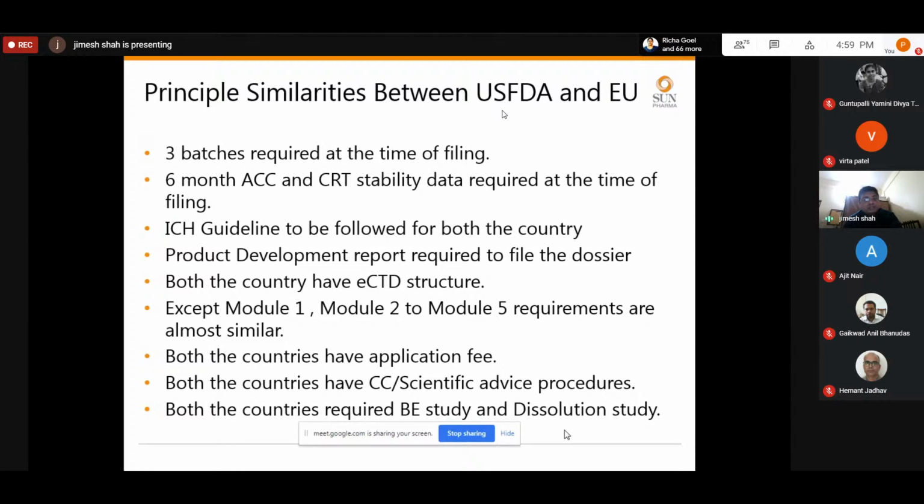Both the countries have the CC and the scientific advice procedure. It means that if you want to ask something of the agency by control correspondence or scientific advice, you can check with the agency whether this is okay or not. Both the countries require the bio study and the dissolution study, based on the dosage form; yes, there is a requirement of the bioequivalence and the dissolution study. So these are the main principal similarities between the FDA and Europe.